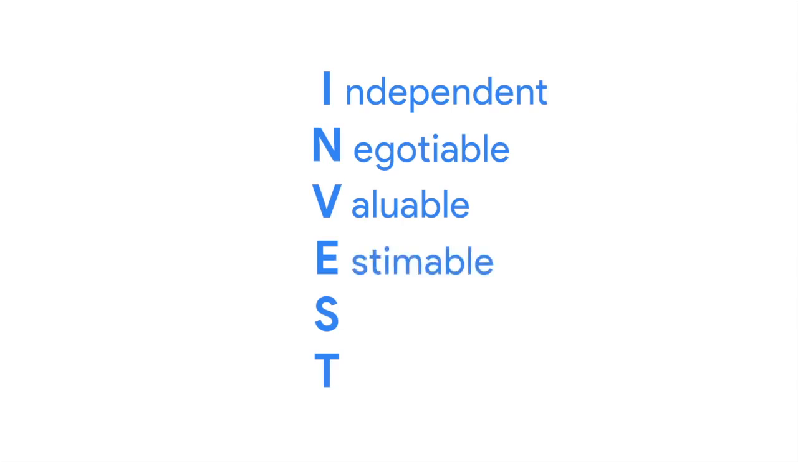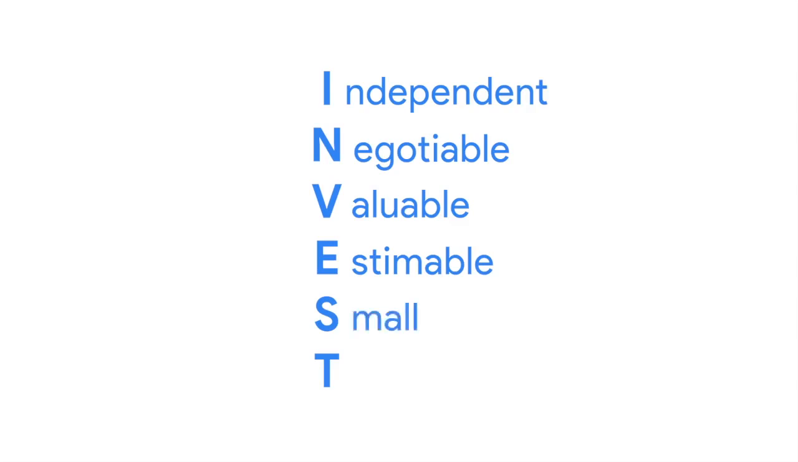The story should be able to be started and finished by itself. It's not dependent on another story to finish it. The N stands for negotiable. There's room for negotiation and discussion about this item. The V is for valuable. This means that completing the user story has to deliver value. E is for estimable. Our definition of done must be clear so that the team can give each user story an estimate. The S is for small.